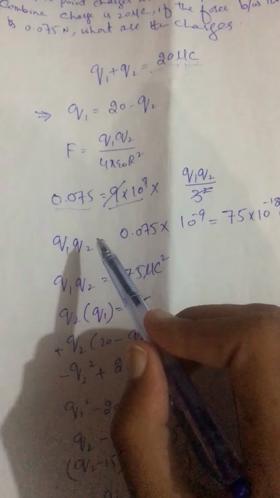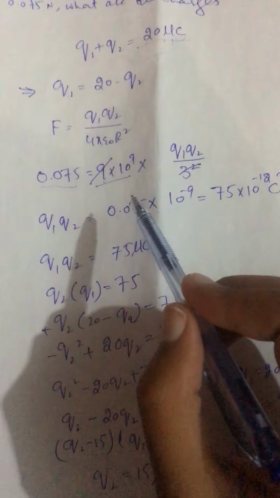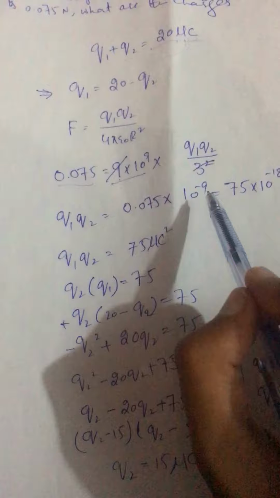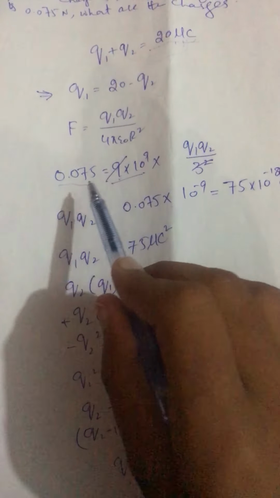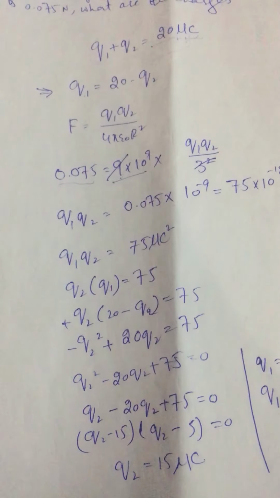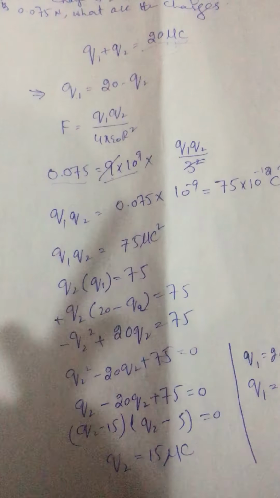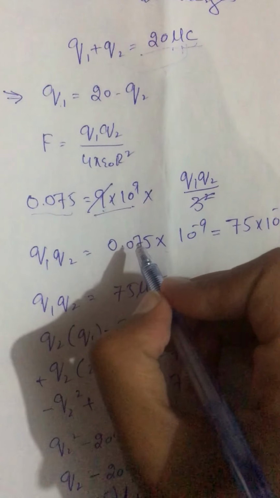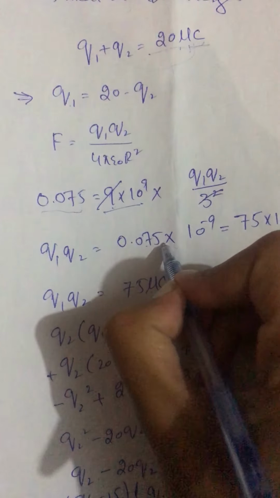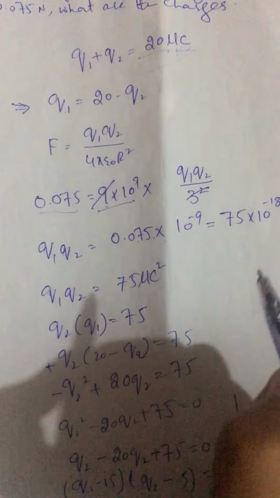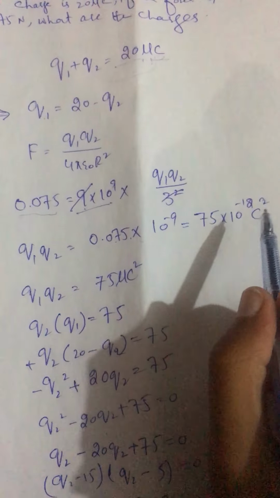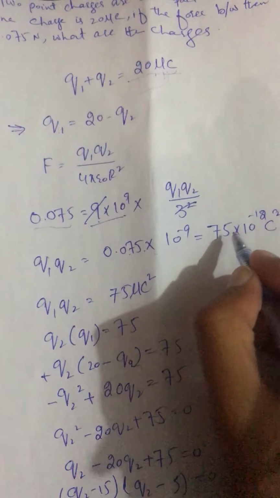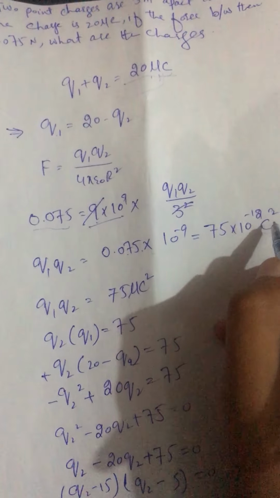So Q1 Q2 will be equal to 0.075 multiplied by 10 raised to 9 divided by 10 raised to 9 times 10 raised to 4. This will come to this side, and when the power goes upwards, minus 9 becomes minus 9. When the point goes from here to here, it will become minus 12. So 75 cross 10 raised to power minus 12 coulomb square. Now if we square these both, it will become 75 microcoulomb square.